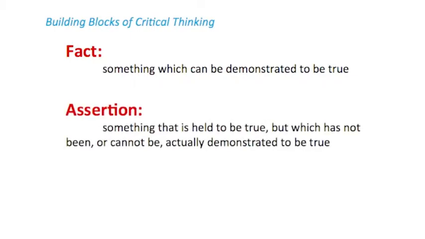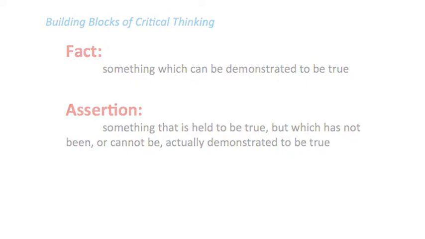An assertion is a statement that's held to be true, but which is not actually a fact because it cannot be proved to be true. For example, you may assert that most people in your neighborhood like pizza, but you may not be able to actually prove that unless you ask every single person. It's often quite important to understand whether something is a fact or an assertion. Assertions can be wrong, but facts by definition are true.